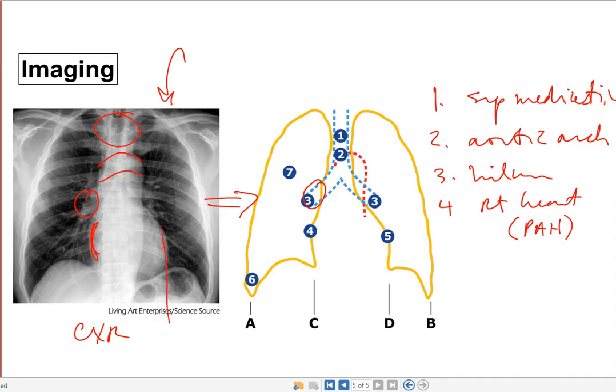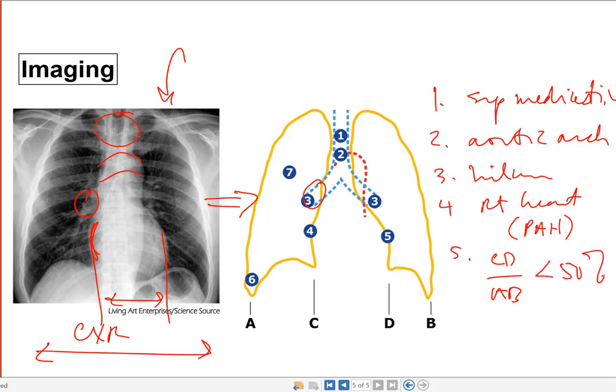The next thing we do is take a look for cardiomegaly, in which we compare the width of the heart to the entire diameter of the chest. In other words, the cardiomegaly ratio is CD over AB, and that should be less than 50%. If it isn't, that's cardiomegaly. The last area we really want to pay attention to are our costophrenic angles, because that's where we're going to see our effusions. Pulmonary effusions are critically important in diagnostic medicine for differentiating transudates and exudates.